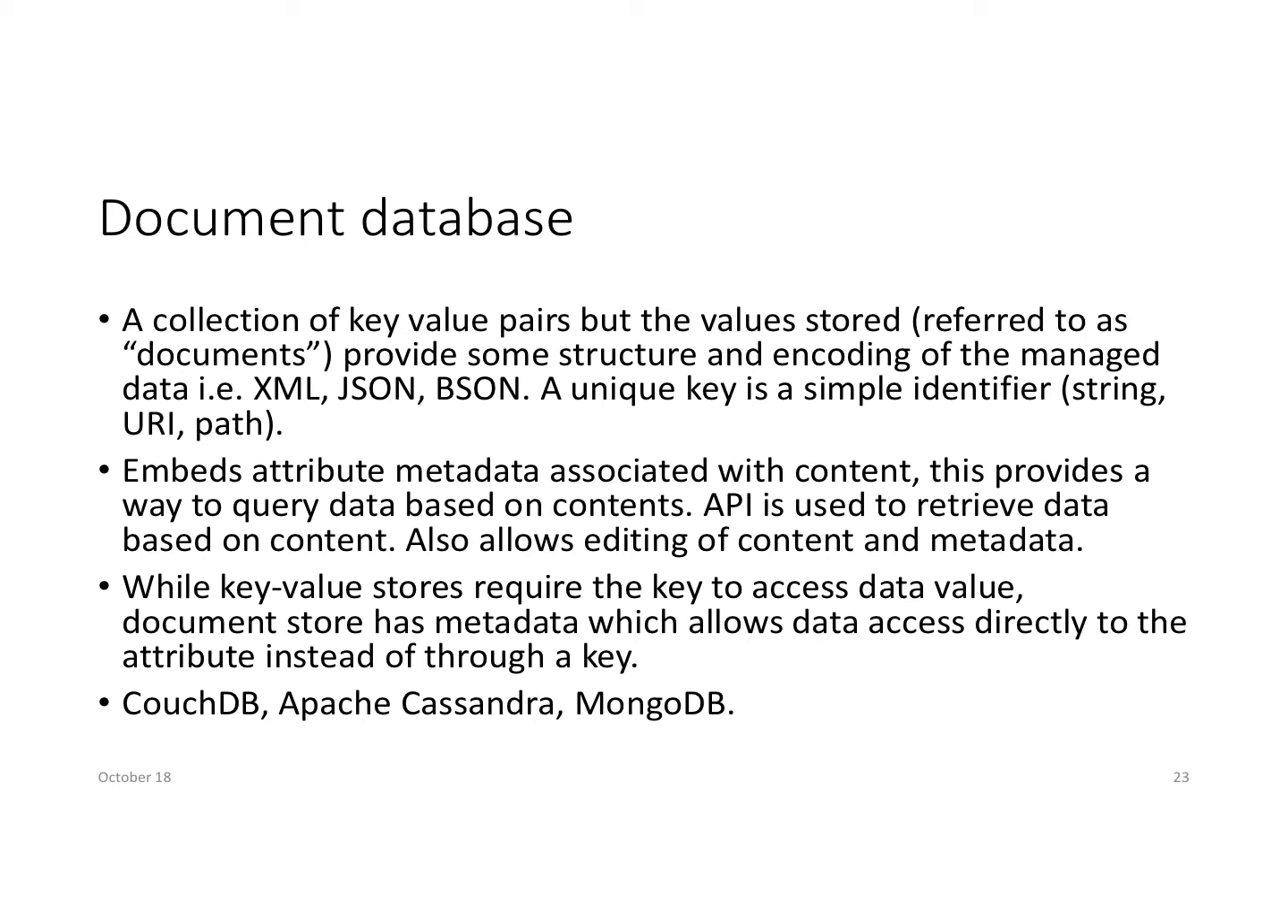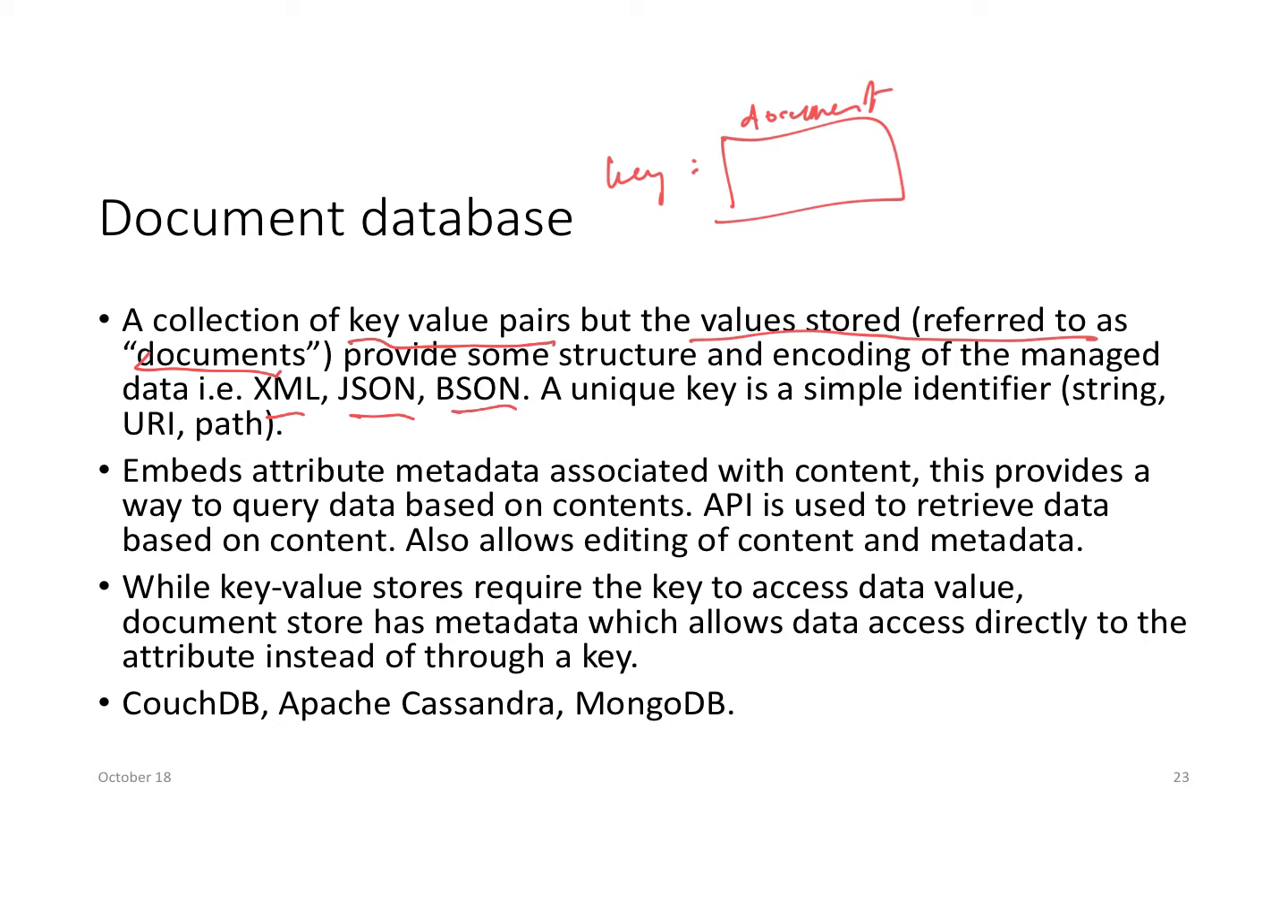So the second type is document database. In a document database, it consists of a collection of key-value pairs, but the value stored is referred to as a document. So it is still a key, but the value here we refer to as a document. It provides some structure and encoding of the managed data, for example XML, JSON, BSON.